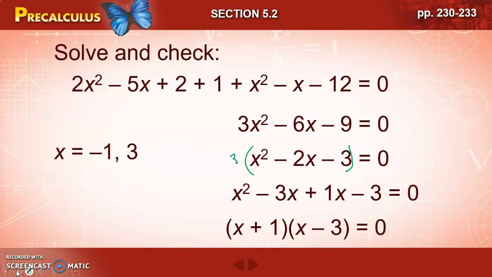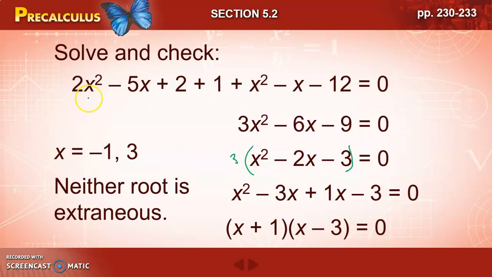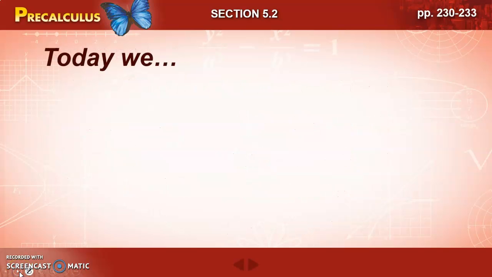We do need to check our solutions here to make sure that they are not extraneous. If you remember, our denominators were x plus 3, x minus 2, and x squared plus x minus 6. And when you plug those numbers into those 3 different denominators, none of them equal 0, so neither of our roots is extraneous.